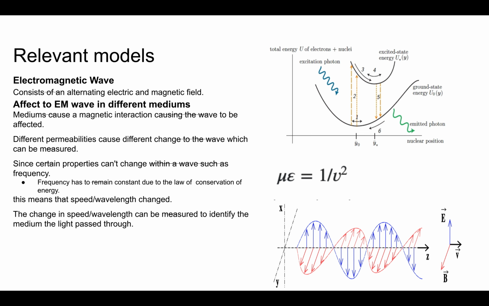Since certain properties can't change within a wave, such as frequency, which has to remain constant due to the law of conservation of energy, this means that the speed and wavelength are changed. The change in the speed and wavelength can be measured, and this is used to identify the medium that the light passes through.